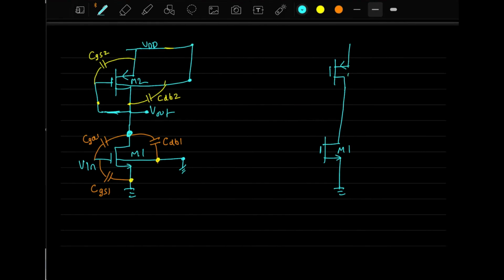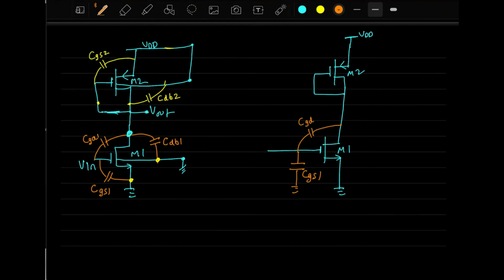So this is your M2, this is your VDD, and this is your connection here. So let us now draw the capacitances. The first capacitance that we have here is at the input point, and this capacitance is CGS1. And now there is a second capacitance which is this.